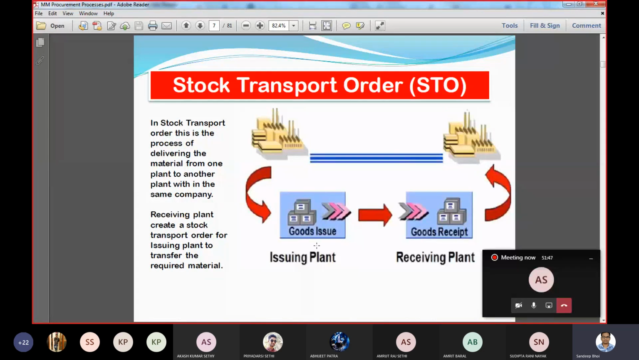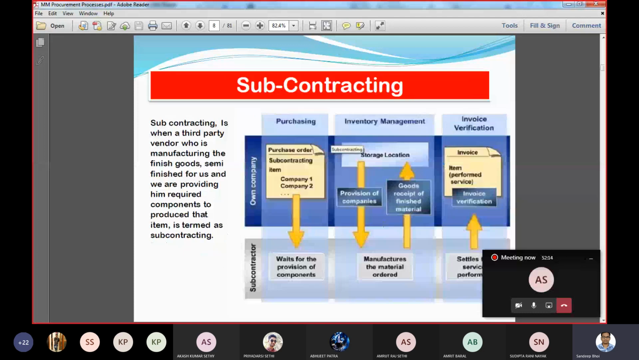This will be your issuing plant and this will be your receiving plant. Both plants are under one company. The receiving plant will create a stock transport order for the issuing plant to transfer the required material. This is how the stock transport order works.